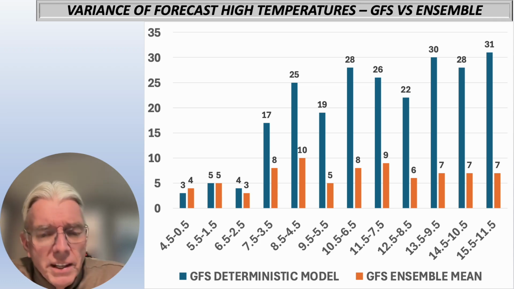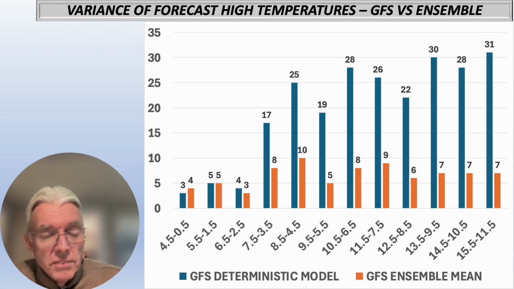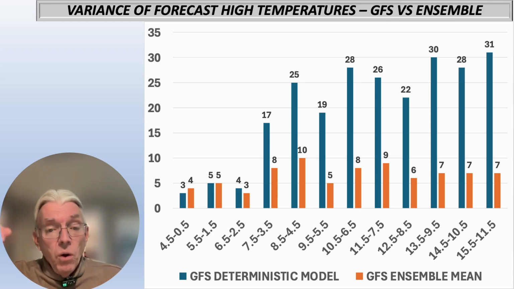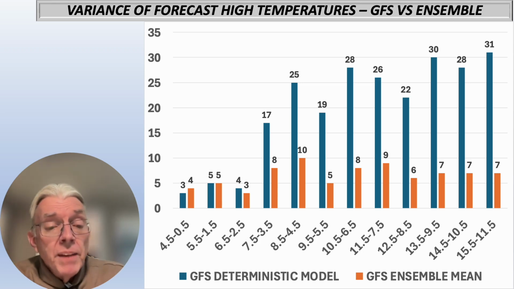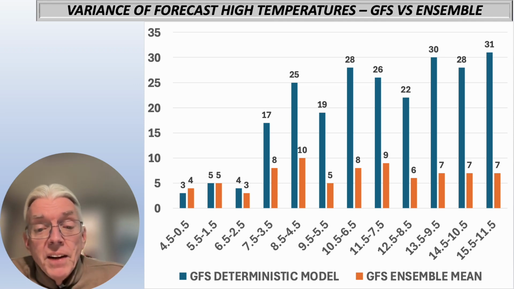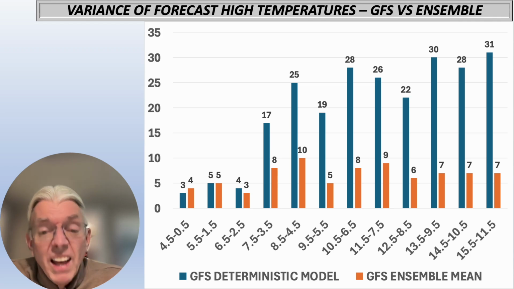Look at the difference now. The ensemble mean had a range of 8 degrees, so its forecast high temperatures through all the model runs for next Monday only had a variance of 8 degrees, and the deterministic model had a range of 17. It gets worse. The next day, verifying Tuesday, the ensemble had a range of 10, the deterministic 25. Then it comes down a little bit to 5 and 19, and then it just explodes, 8 and 28, okay?